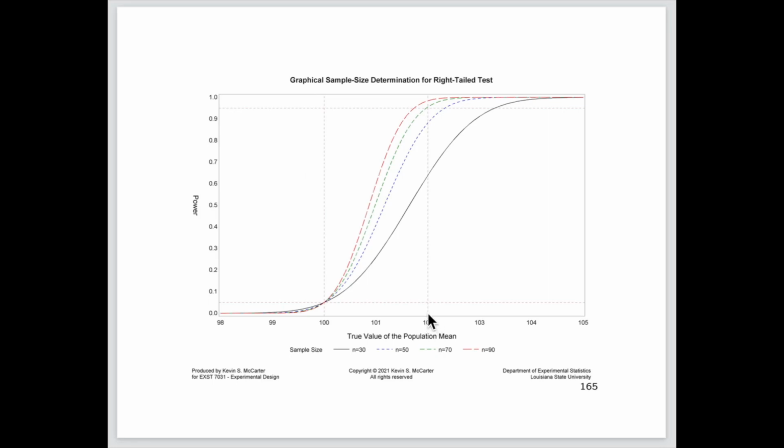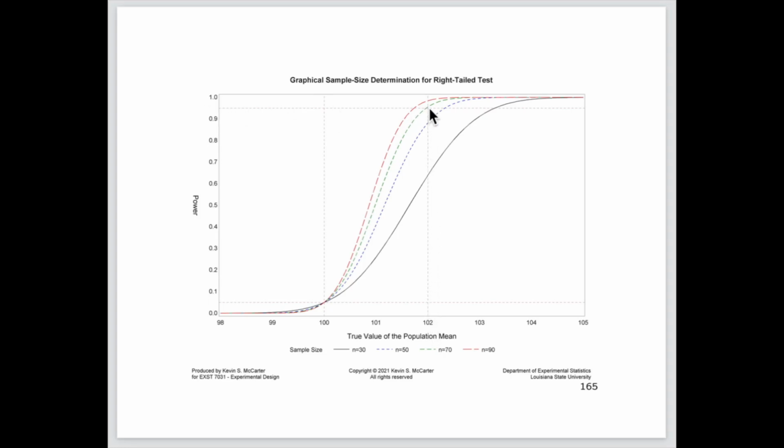Well, I've considered 4 sample sizes here. A sample size of 30, right? So that's this power curve right here. A sample size of 50, that's that second curve. A sample size of 70, and then a sample size of 90. And so what we need to look at is the intersection of this vertical line at 102 and the horizontal line at 0.95.